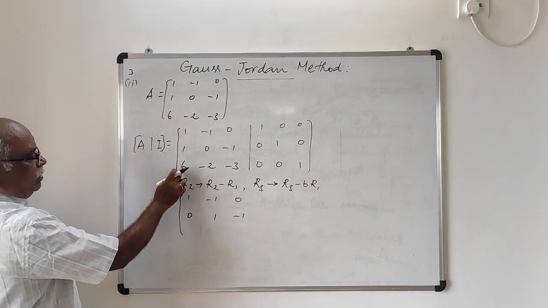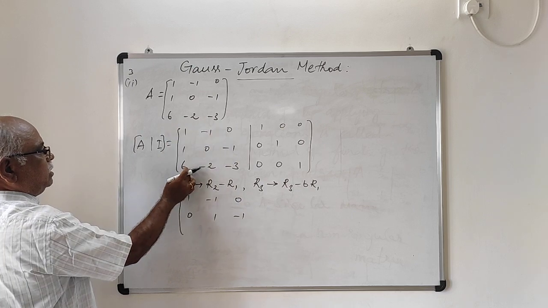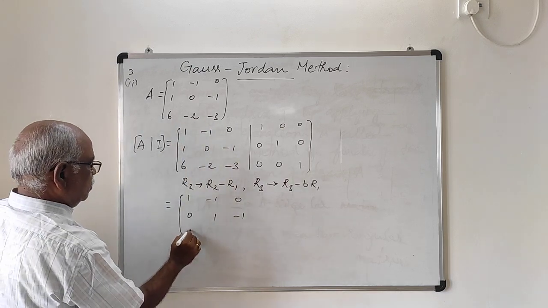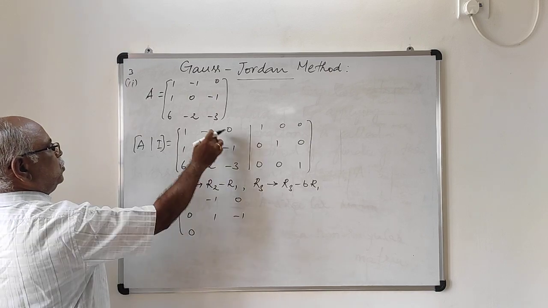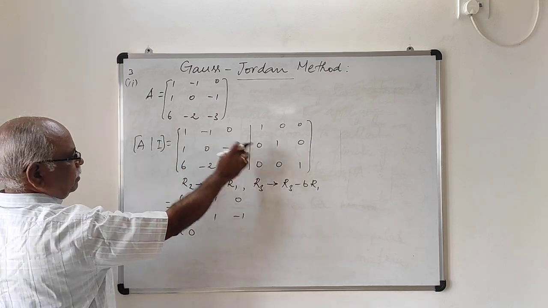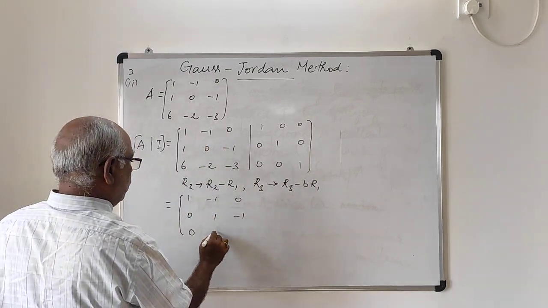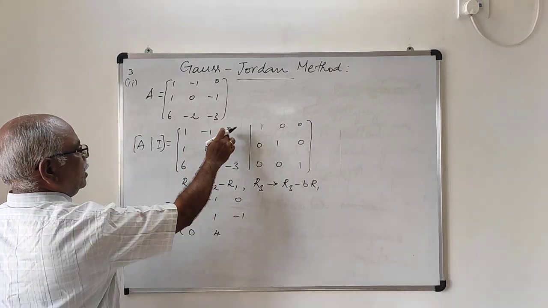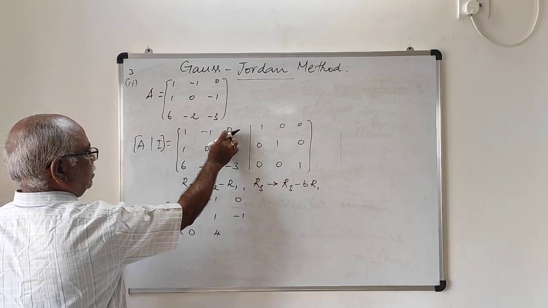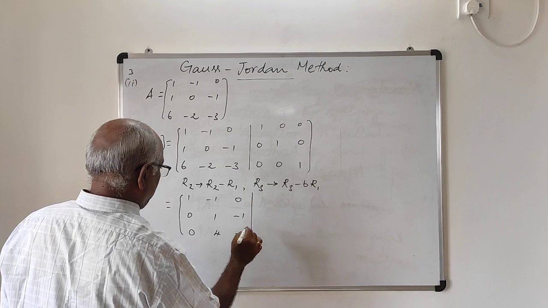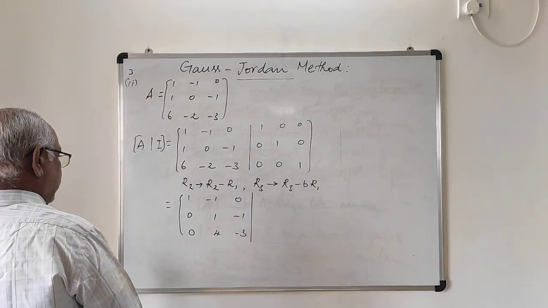Next, R3 minus 6 times R1. 6 times R1 is 6. 6 minus 6 is 0. Minus 2 minus of minus 1 times 6 is plus 6. So minus 2 plus 6 is 4. And 6 times 0 is 0. Minus 3 minus 0 is minus 3. So 0, 4, minus 3.